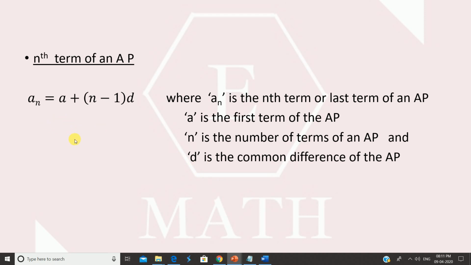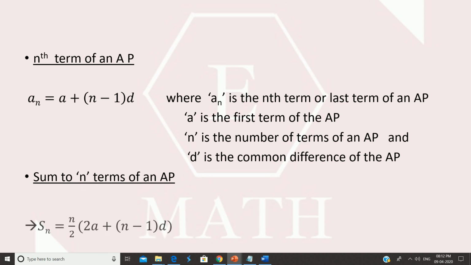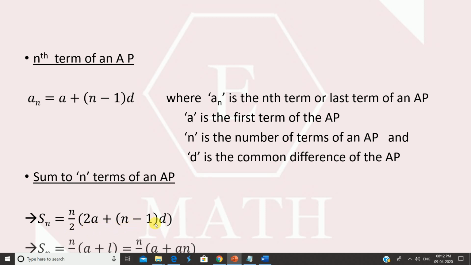Then the next topic is about sum to n terms of an AP. We all know that the sum to n terms of an AP consists of three different formulae in this chapter. Namely, the first one is Sn equals n by 2 times 2a plus n minus 1 into d. The second formula is Sn equals n by 2 into a plus l, that is equal to n by 2 into a plus an, where l and an are the last term and the nth term of the AP.